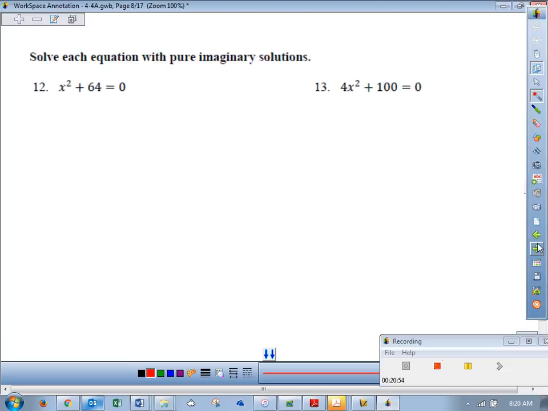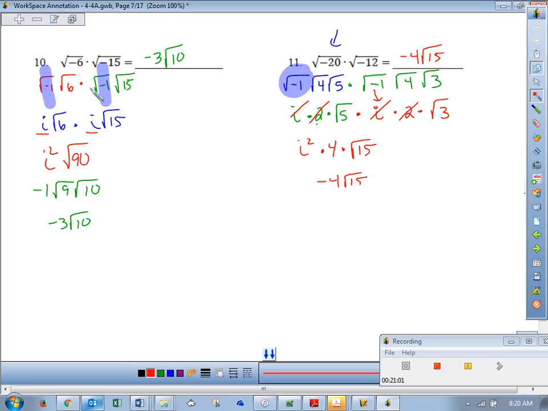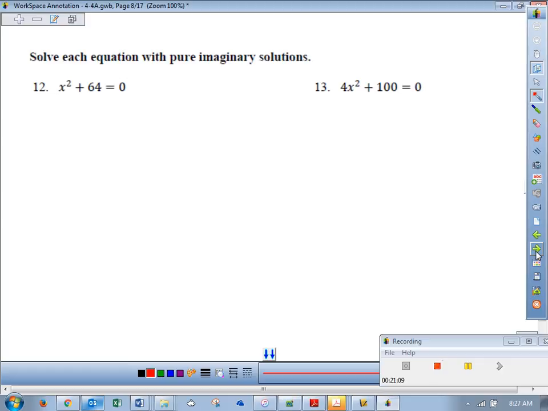Were we cool with that, or would you like a couple more examples before we move on to the next concept? Would you want to do another one of those? So, solve each equation with pure imaginary solutions. X squared plus 64 equals 0, right?